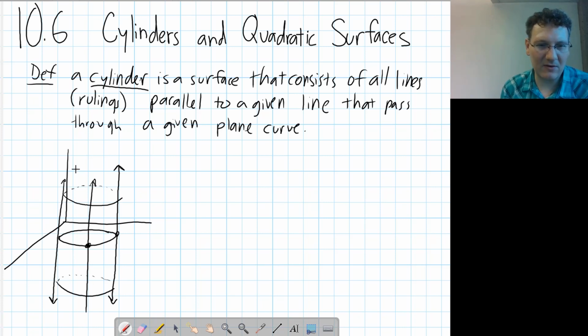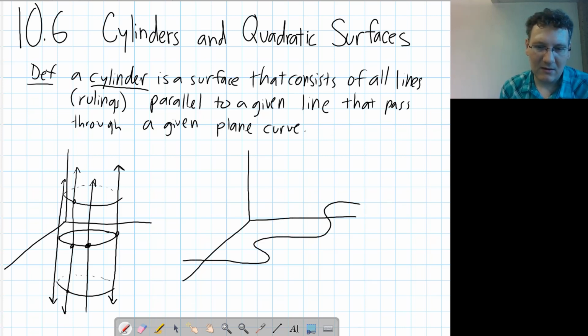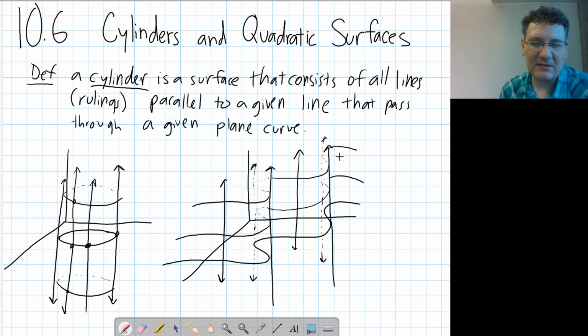I'm not drawing all of them, but there's an infinite number of parallel lines that are going to intersect this curve, or kind of extrude the curve. It doesn't have to be a closed curve. It could be something like this, and the cylinder might look something like this. So you have a big ribbon of fabric waving through the air. The lines that define this are all parallel to each other, but they don't have to be perpendicular to the plane. They can be at a slant or something. That's fine. That's how you define a cylinder.